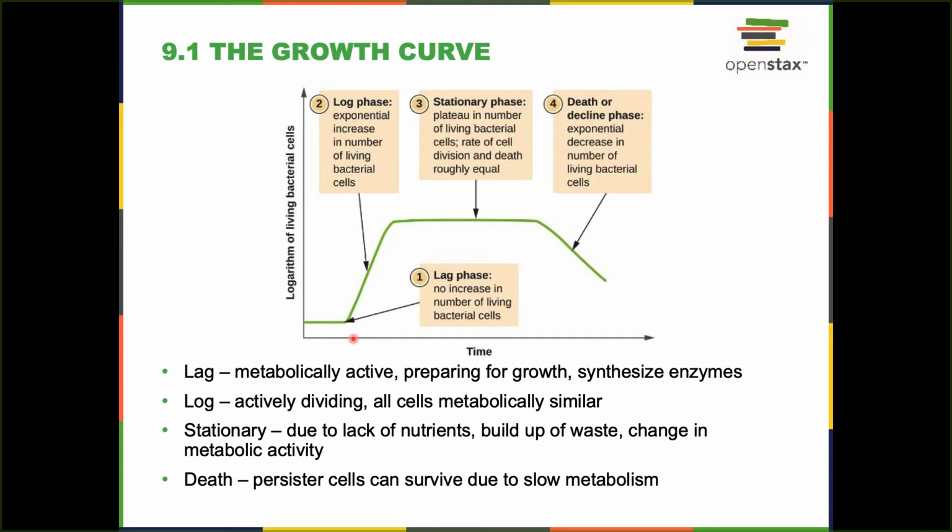So in the log phase, they're going to actively divide. All cells are pretty much metabolically similar. They are all kind of synced up, right? Maybe right at the beginning of log, they might be slightly different, right? But once they're churning out, they're going to start dividing like crazy, right?